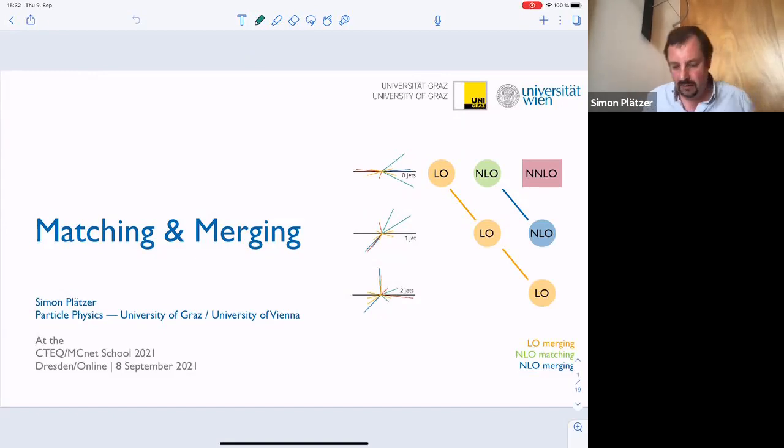So this will be the continuation of yesterday's lecture. And as I already announced, this will now focus on merging. What I have been reminding you of is how we distinguish matching and merging. Yesterday we extensively talked about matching to next to leading order. So this will give us essentially this box of fixed order calculation to improve the parton shower upon. And that means we get one additional jet at leading order, and we can describe the 0 additional jet bin at next to leading order.